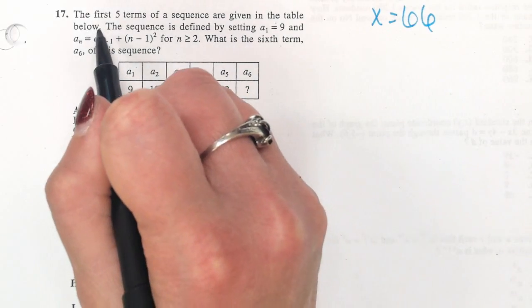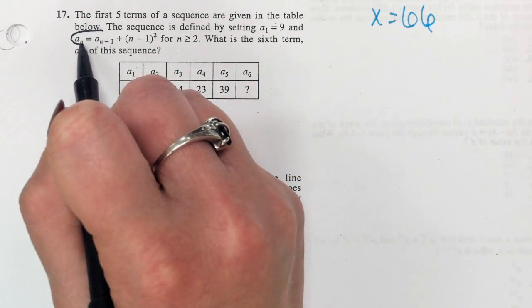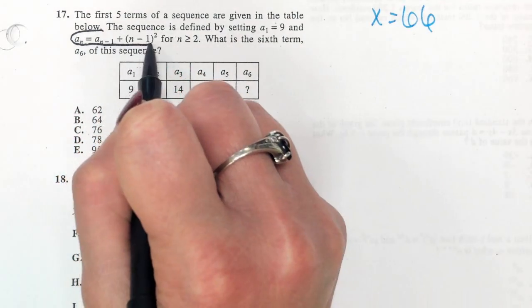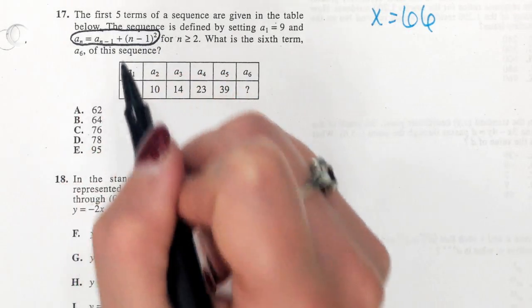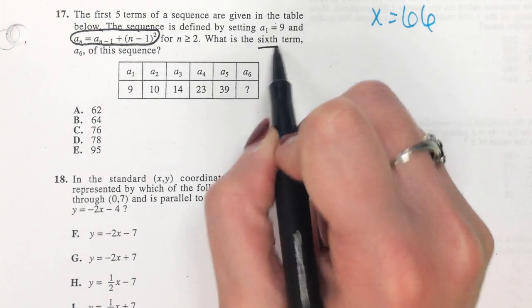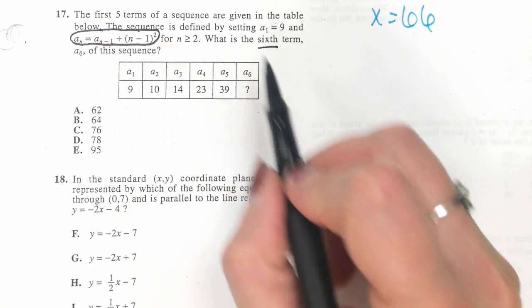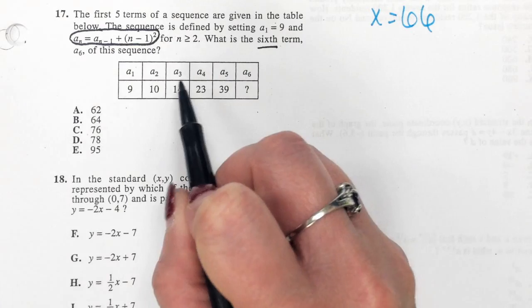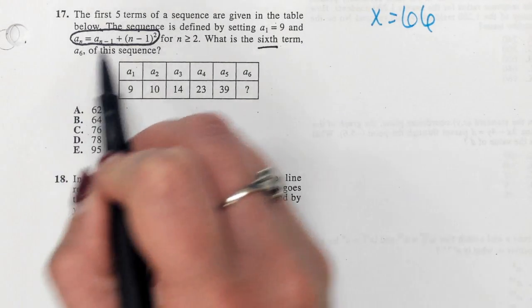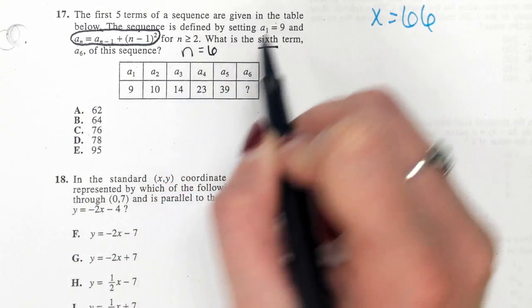All right, so 17. They were very nice to you, and they gave you the formula right here. And what term does it want us to find? Sixth term. So what letter is 6 going to equal? A. Not A. N. Very good, because notice how the numbers are dropped down here and how the N is dropped down. So N is going to equal 6.